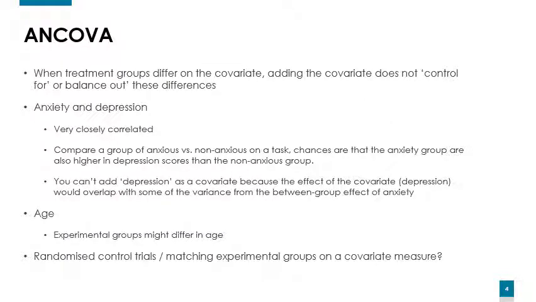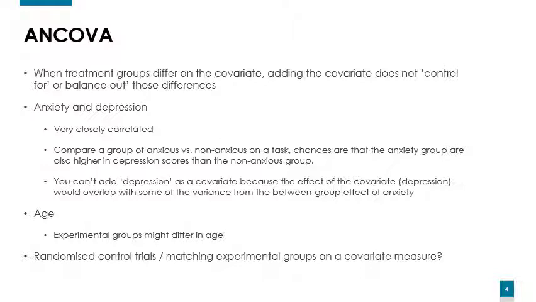It may be the case that your treatment groups, your experimental groups, actually differ on the covariate itself. And this is where this idea of controlling for or balancing out the differences is misleading. For instance, if we were doing a study on anxiety and depression, these are really closely related. If we were to compare a group of anxious or non-anxious individuals on a task, there's a good chance that the anxiety group are also going to score higher on something like depression than the non-anxious group.